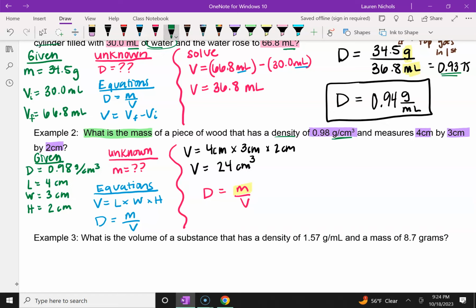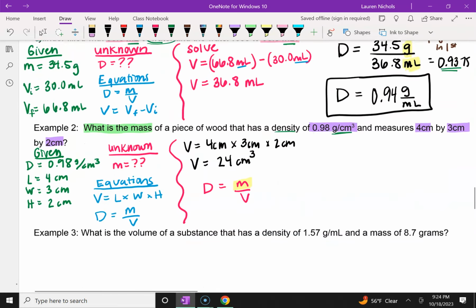We can say, okay, I need to do the opposite to move the volume to the other side. That's the goal of what we want to do. So we can do the opposite by multiplying by volume on both sides. That means volume will cancel out on the right side, and mass is equal to volume times density. Okay, now that I know that mass is equal to volume times density, all I have to do is plug in my volume and density.